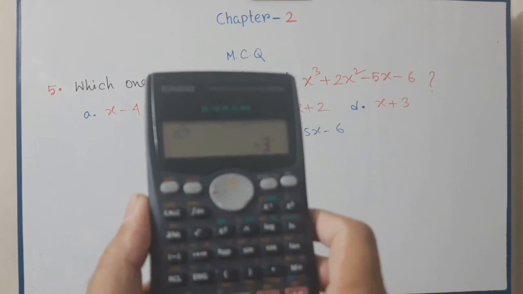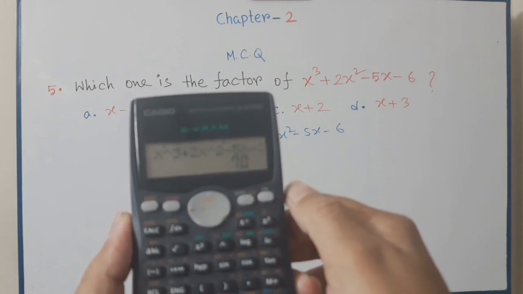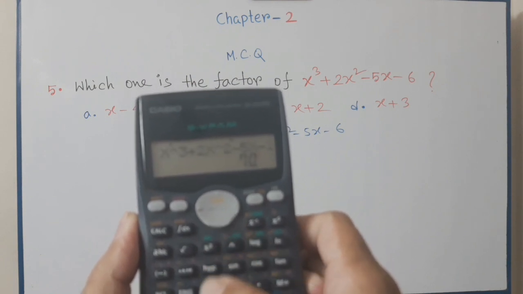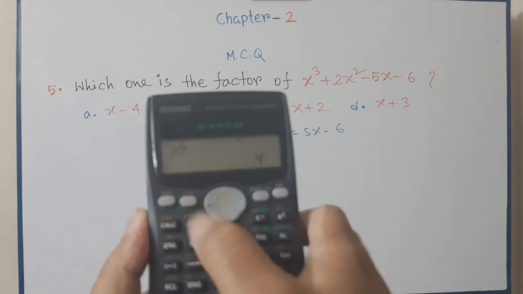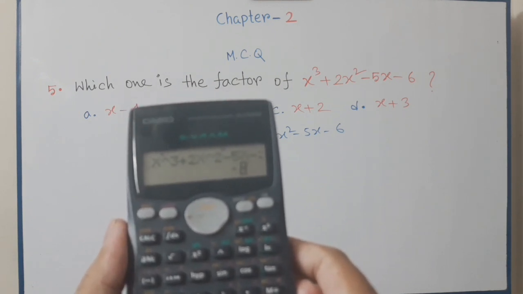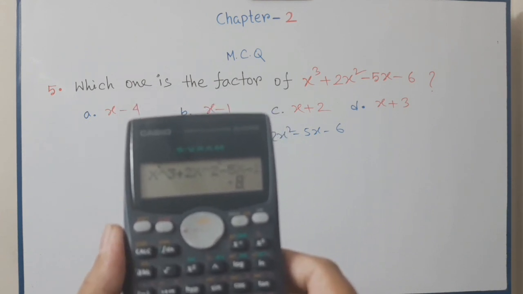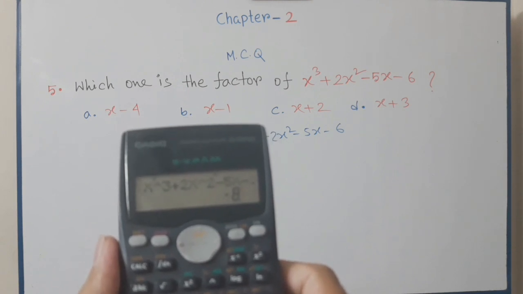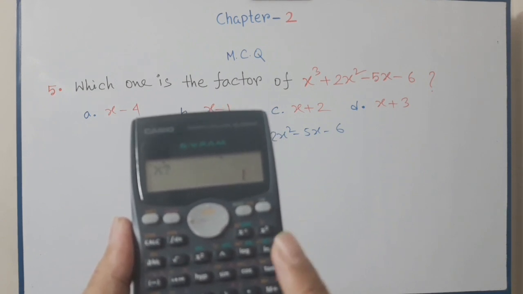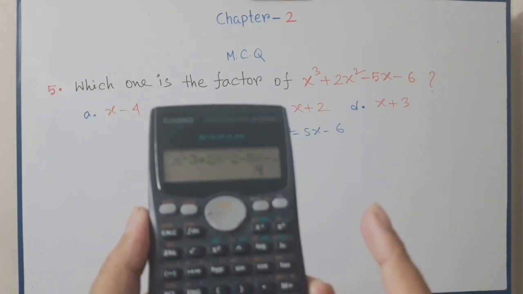For the first option, the polynomial value is 70. So x minus 4 is not a factor. Again for the second option B, x equal to 1, so using calc and the value x equal to 1, we get minus 8, so option B is also not a factor. Again for option C, x plus 2, use the value x equal to minus 2, click calc, and the polynomial value is 4, so this is also not a factor.